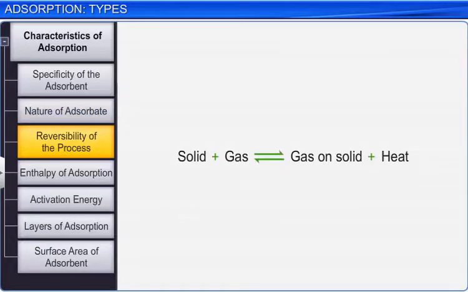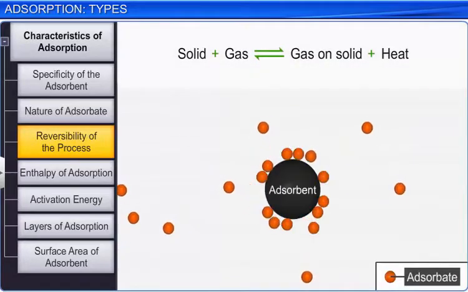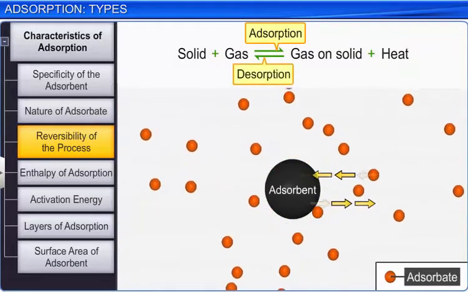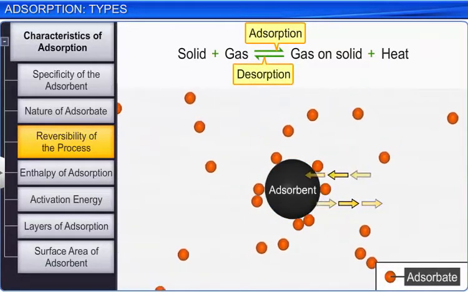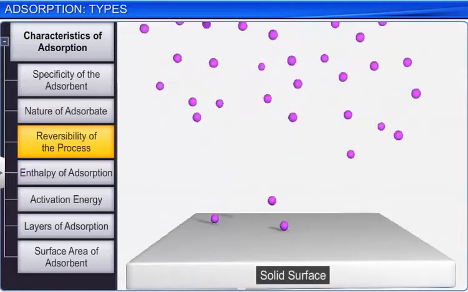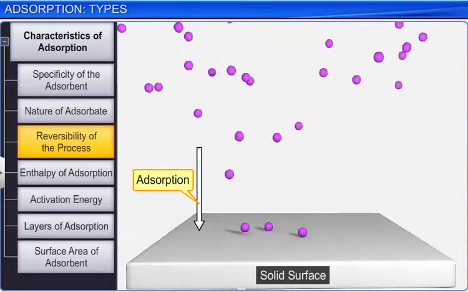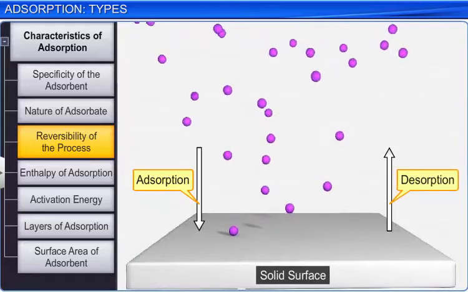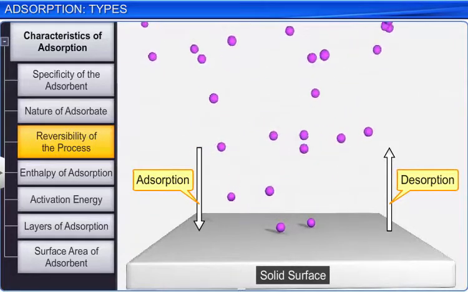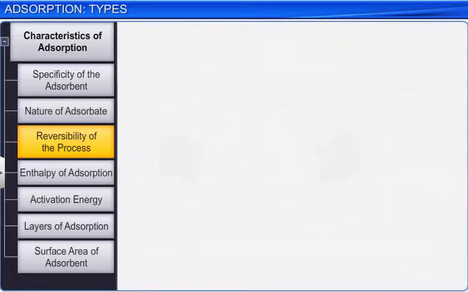Let us now discuss the reversible nature of the process. Like any other equilibrium, adsorption is a process involving true equilibrium, with adsorption on one side and desorption on the other. The two opposite processes include the adsorption of gas molecules on the surface of a solid and desorption of gas molecules from the surface of a solid into the gaseous phase. You know that adsorption is an exothermic process.